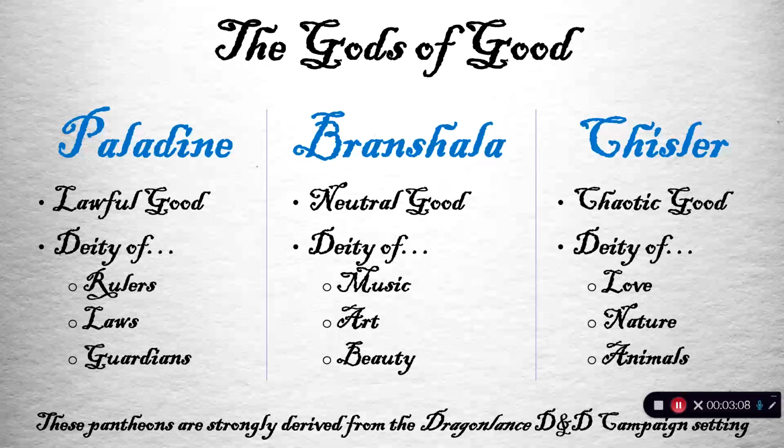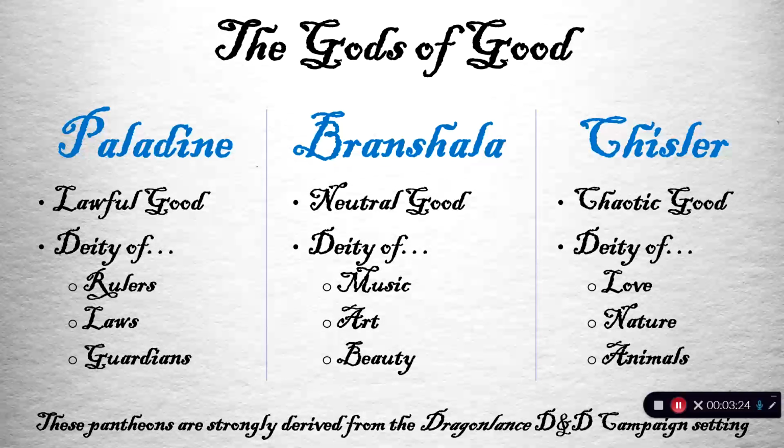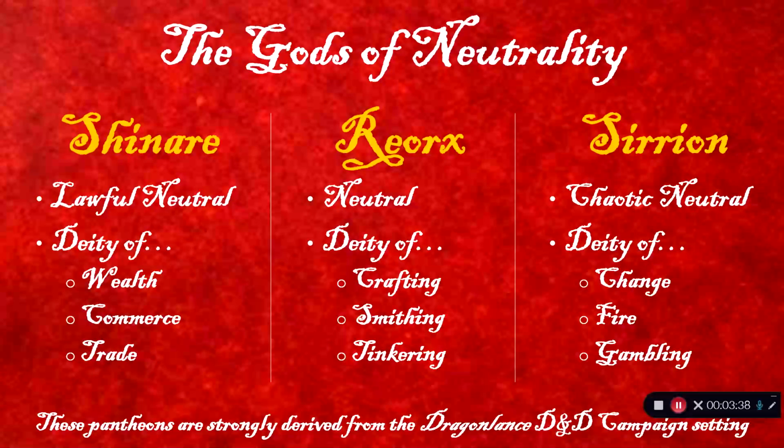Then there's neutral good, Branchala. That is the deity of music, art, and beauty. And last, on the good end of the spectrum, is Chislev, the chaotic good. They are the deity of love, nature, and animals. Again, all of these are going to see that the world is a good place, and fighting evil.